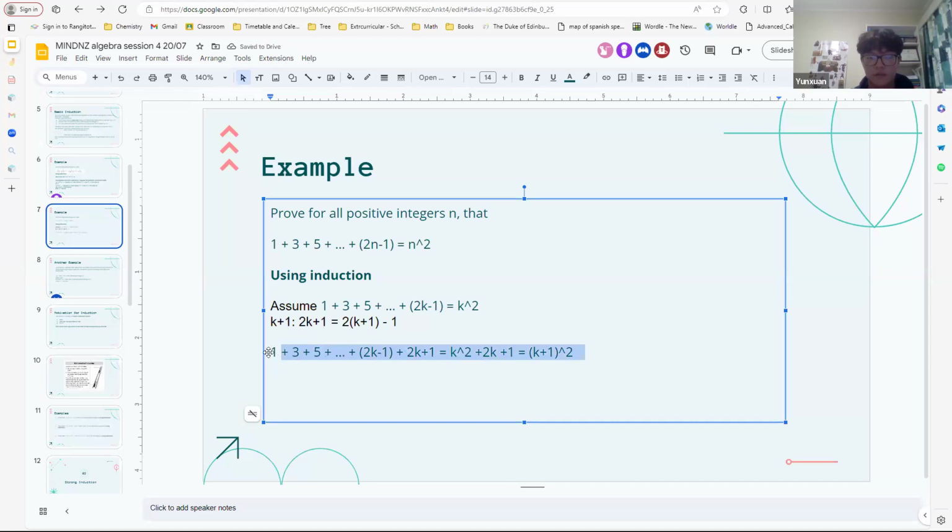Right? So it holds for k plus 1 by our assumption for k. So because we proved the base case earlier, we know that 1 works, 2 works, 3 works, dot, dot, dot.